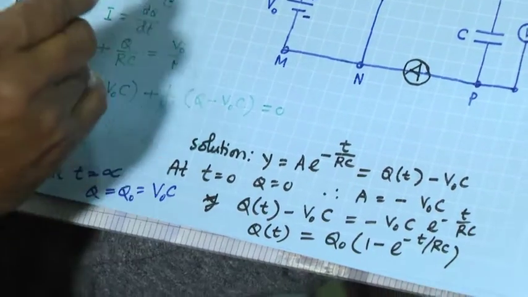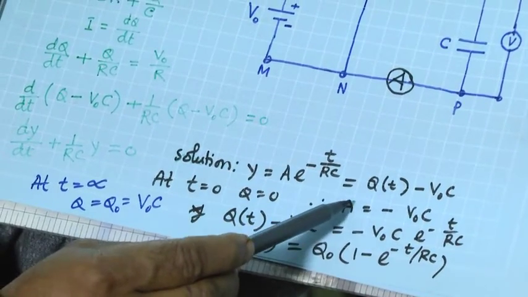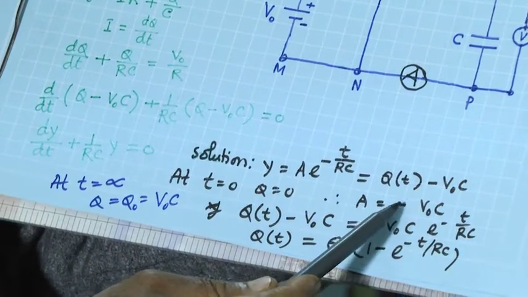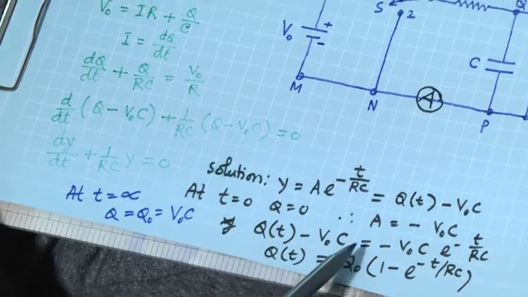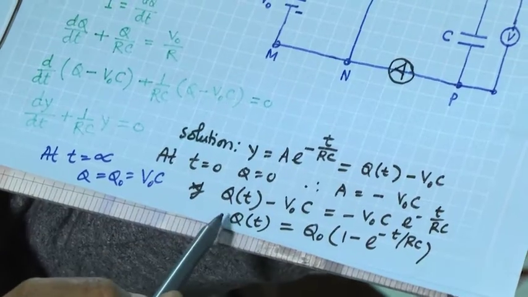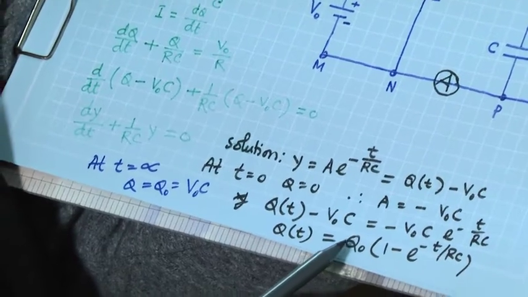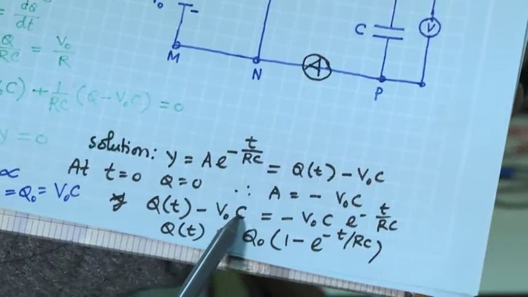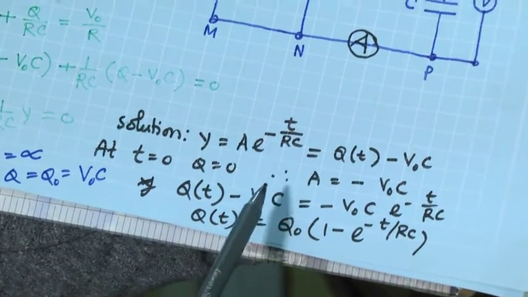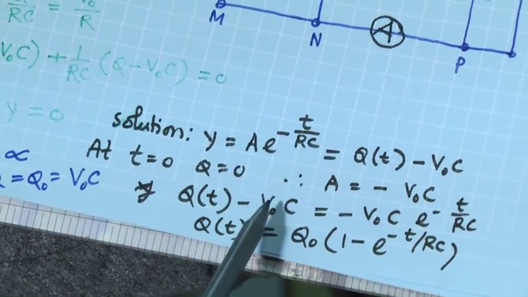If you put the boundary condition at t equal to 0, q equal to 0, you will get the value of A, the arbitrary constant, equal to minus V0C. Ultimately, replacing A by minus V0C, you get q as a function of time equal to Q0, where Q0 is V0C. This is q equal to CV, right.